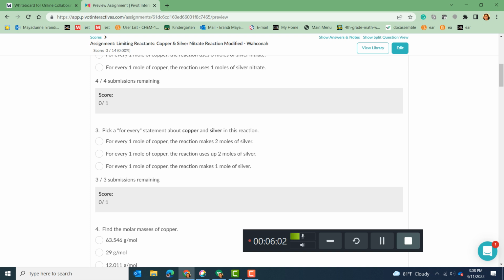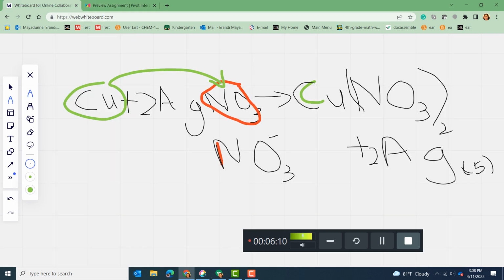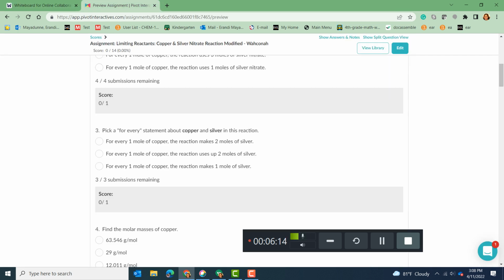For every statement of copper and silver, 1 mole of copper reacts to make 2 moles of silver. So you can look at this reaction: 1 mole of copper makes 2 moles of silver. I don't want to tell you the answer. You can find it. So then they ask, find the molar mass of copper.